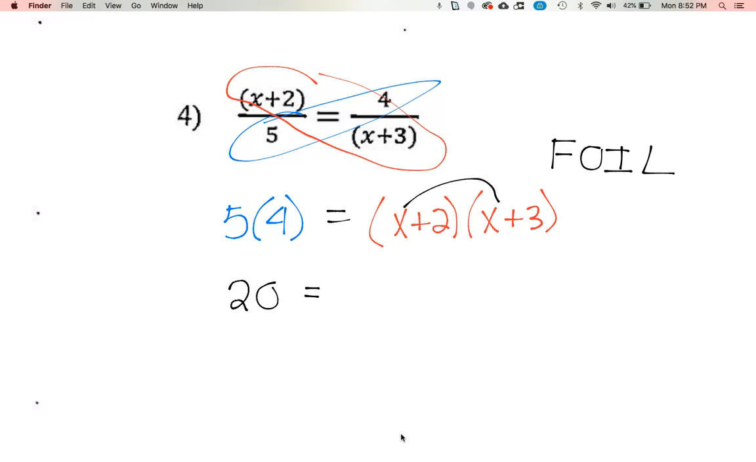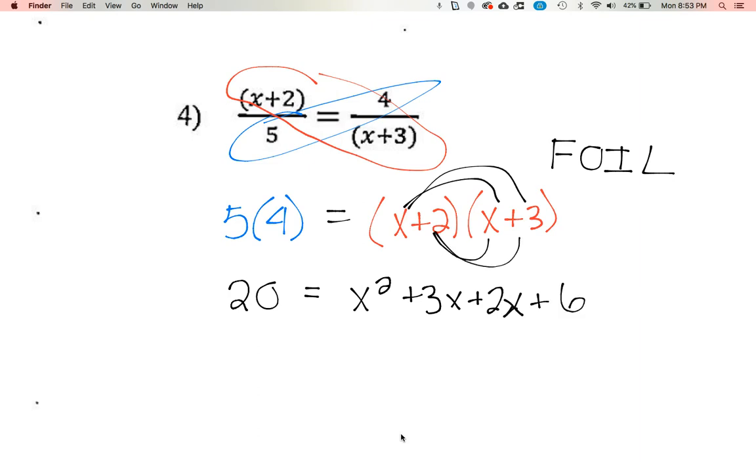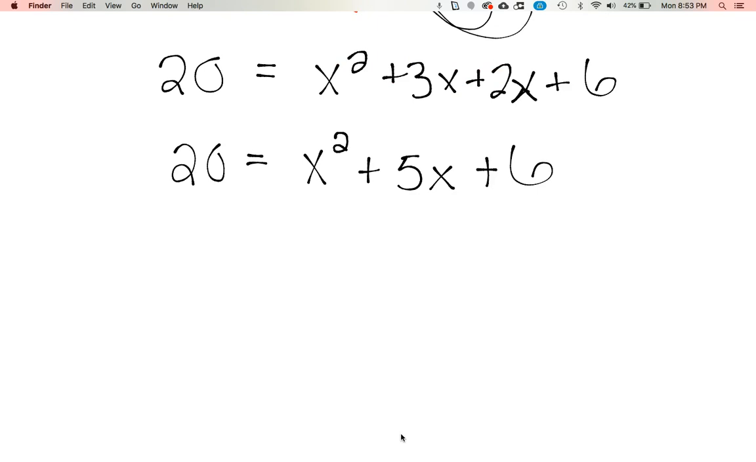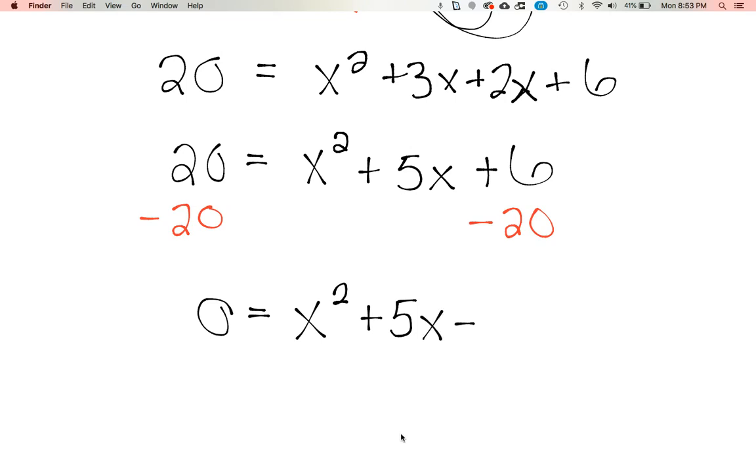When we FOIL this, we should get x squared plus 3x plus 2x plus 6, x squared plus 5x plus 6. To solve this type of quadratic, we need to get it equal to 0. Minus 14.